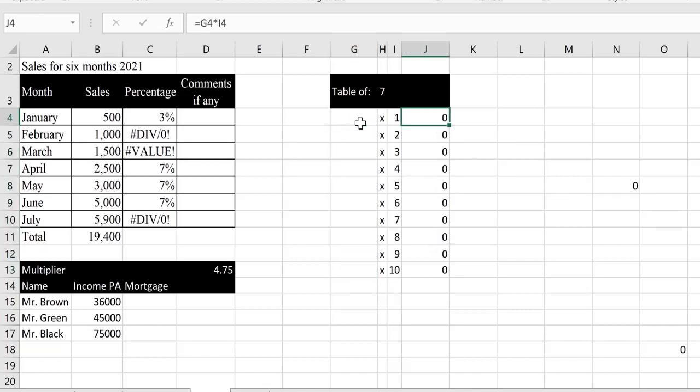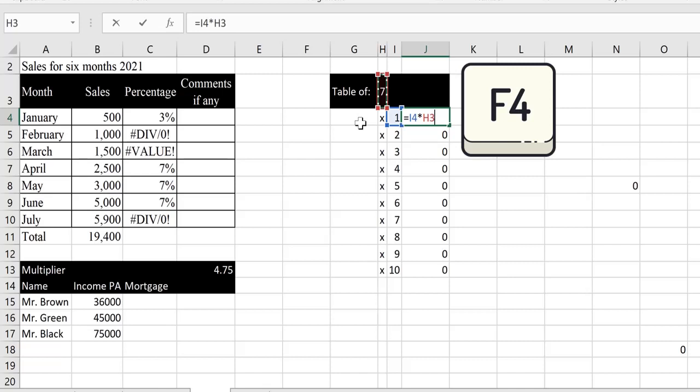Instead of relatively multiplying cells, I'm going to fix or freeze the 7. So it means that equal to 1 times 7, and this 7 is written only one time, so I'm going to freeze it. In order to freeze it, I need to press the F4 key, and after pressing F4, you can see the dollar signs, two dollar signs before H and before 3, can be seen.